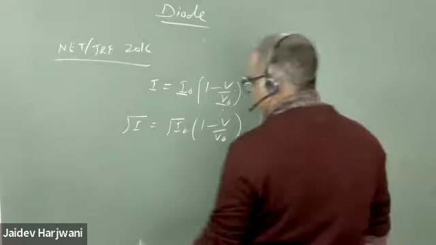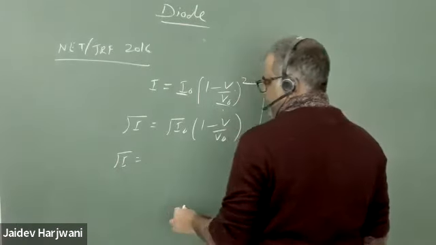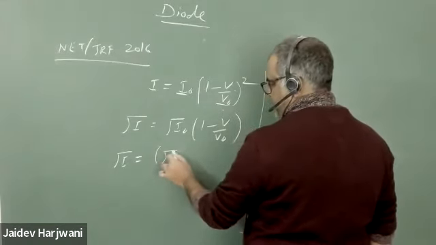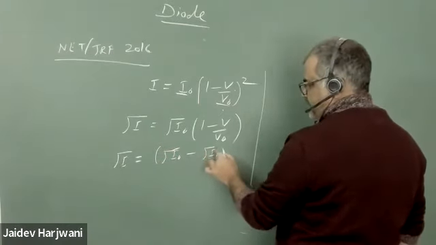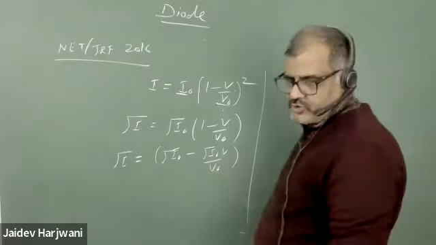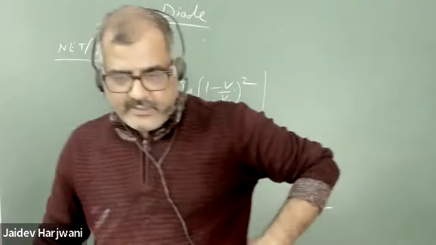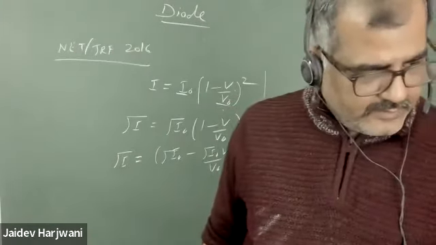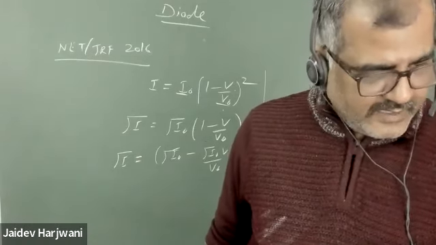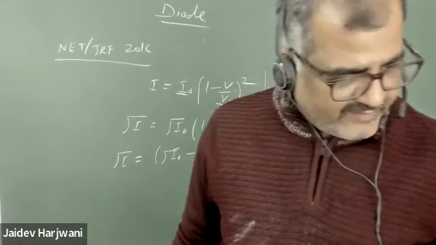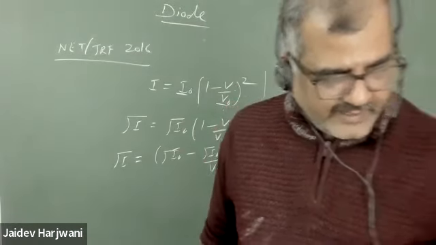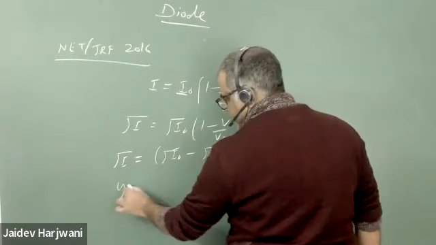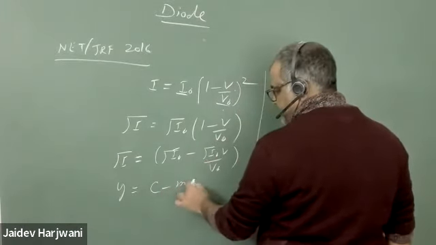Now how can I plot? This is root I, and if I plot this one, this is I naught. The options are about whether it comes from the slope or the intercept. First plot the graph and tell me what the slope of the graph is. Here you can see this is y equals c plus mx.